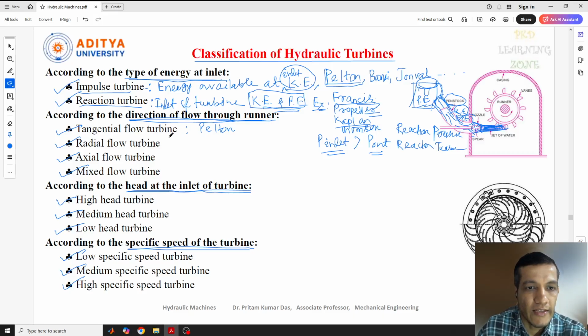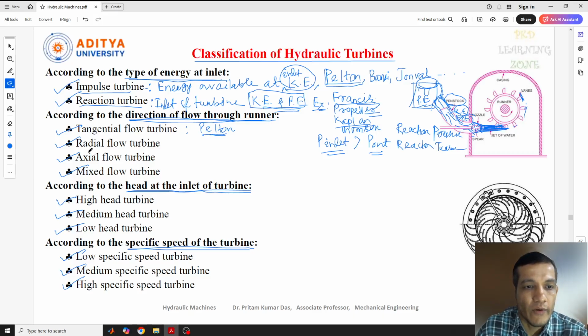So here in the tangential flow turbine, the water flows along the tangent to the path of rotation of the runner. Okay, now see this striking here, the water is striking here tangentially. So as the runner started moving, it is acting only in the tangential direction. If you take this bend, this is the tangential direction. So this water strikes here, and the water flows along the tangent to the path of rotation of the runner. That's why it is called a tangential flow turbine. An example of this is the Pelton turbine.